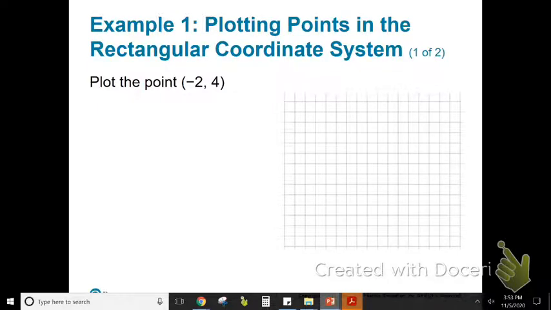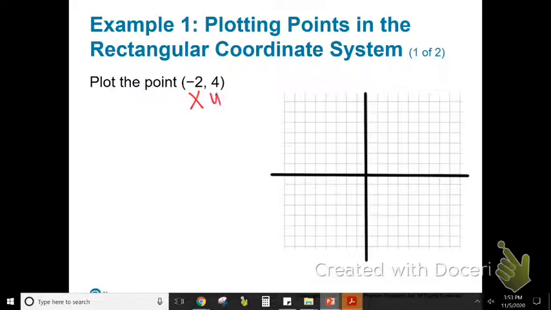So the first thing we need to do is draw in our x and y axis. And then we plot the point -2, 4. Remember, this is our x and this is our y. So the x equals -2 tells us we're going to go left 2, and the y is 4 says we're going to go up 4. So from my origin, I'm going to go left 2, and I'm going to go up 4. And there's the point that they're looking for.